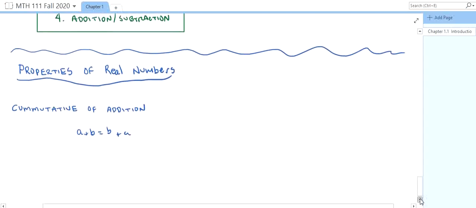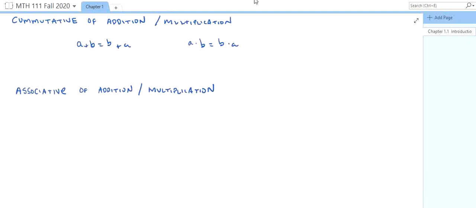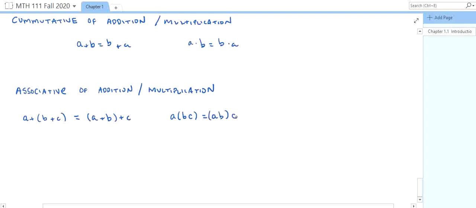I'm not going to go into detail here. You can play around with that one on your own. But essentially, with addition, order doesn't matter. Same deal with multiplication. A times B equals B times A. And next is the associative property. A plus B plus C equals A plus B plus C. That's the addition. Multiplication side is A times B times C equals A times B times C. So you can regroup how you take your multiplication or your addition, the associative property.